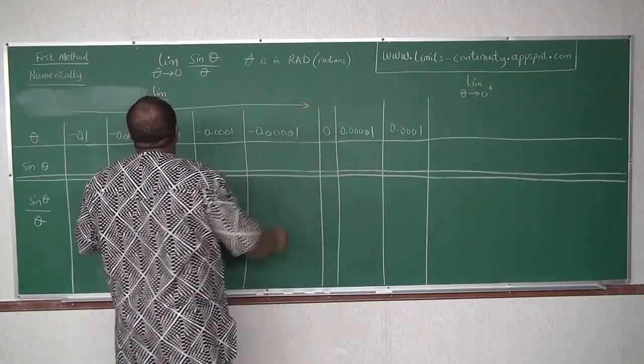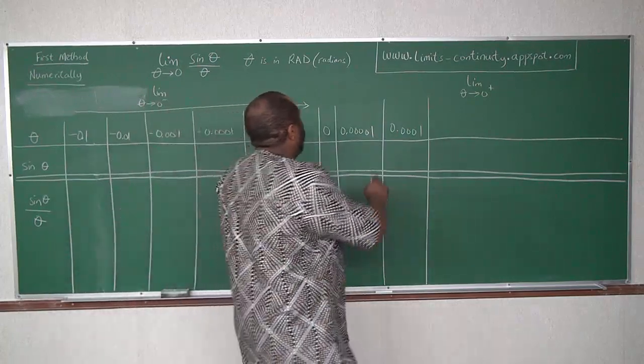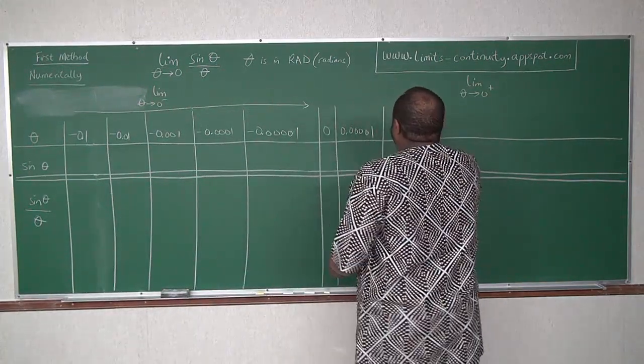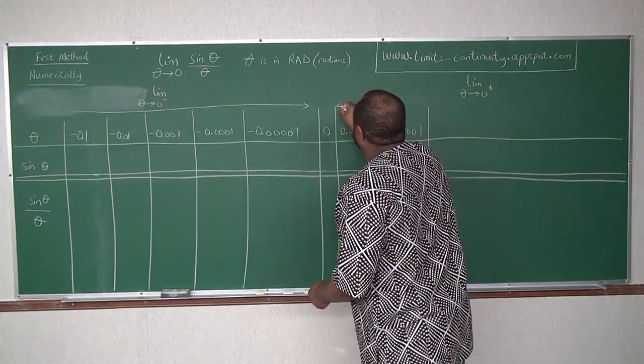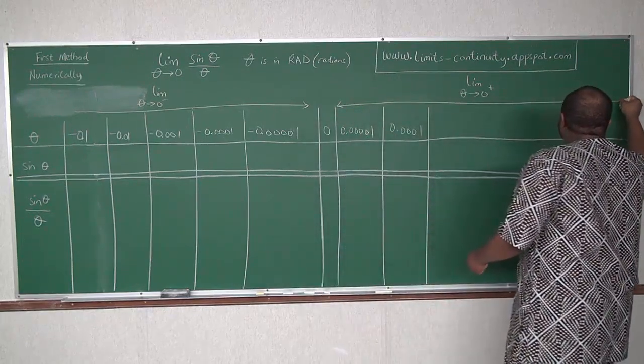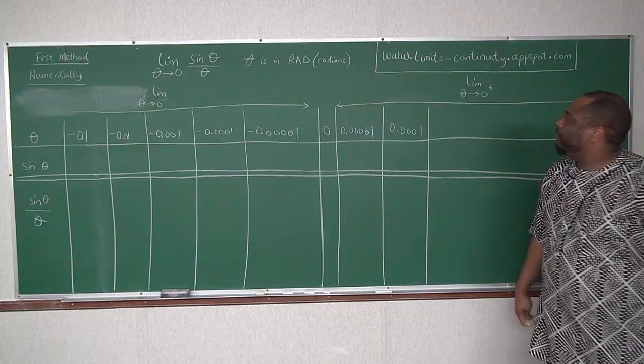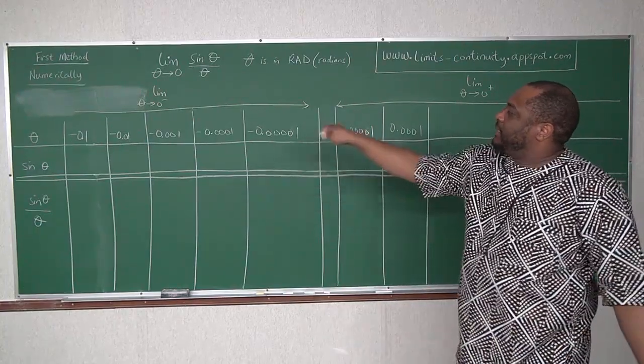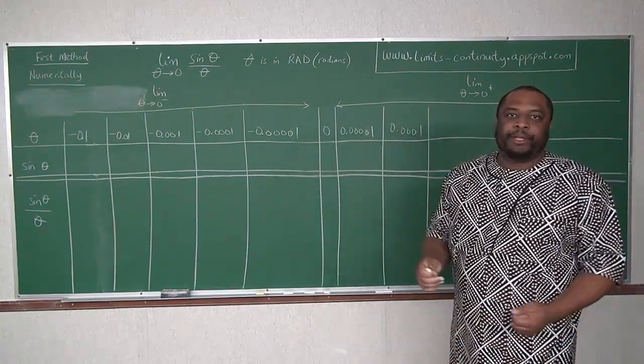So this is approaching it from the left. And this here is approaching it from the right without actually being 0. It's just approaching it from the right. And here it's approaching it from the left. Okay?